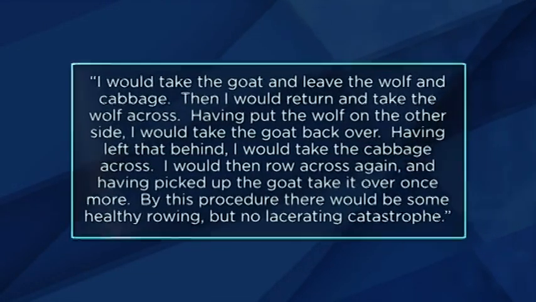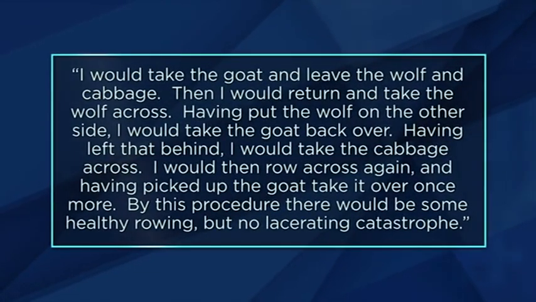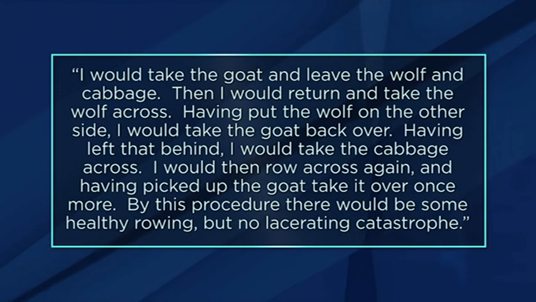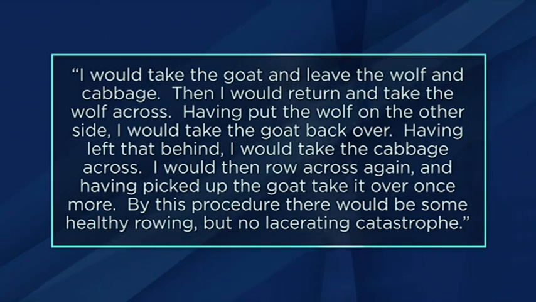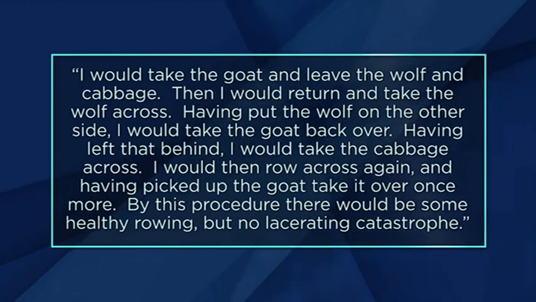From here, let me turn the solution over to Alcuin, since I love his sense of humor in presenting the solution. He writes, I would take the goat and leave the wolf and cabbage. Then I would return and take the wolf across. Having put the wolf on the other side, I would take the goat back over. Having left that behind, I would take the cabbage across. I would then row across again, and having picked up the goat, take it over once more. By this procedure, there would be some healthy rowing, but no lacerating catastrophe.